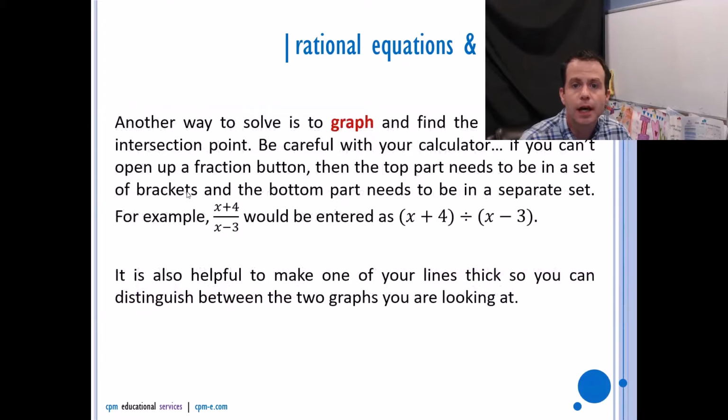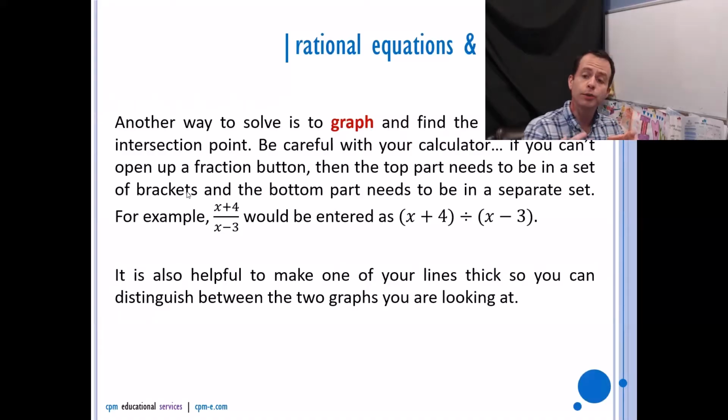Another way to solve is to graph and find the x value of the point of intersection. Be careful with your calculator. If you can't open up a fraction button, the top part needs to be in a set of brackets and the bottom part needs to be in a set of brackets. If you have a newer TI operating system, you can open up a fraction by pressing alpha y equals 1, and that will open up a fraction for you. If you are a newer gray or black Casio, you can press your fraction button, which is the ABC button, or it just says a box over a box. It's right on top of your 7.